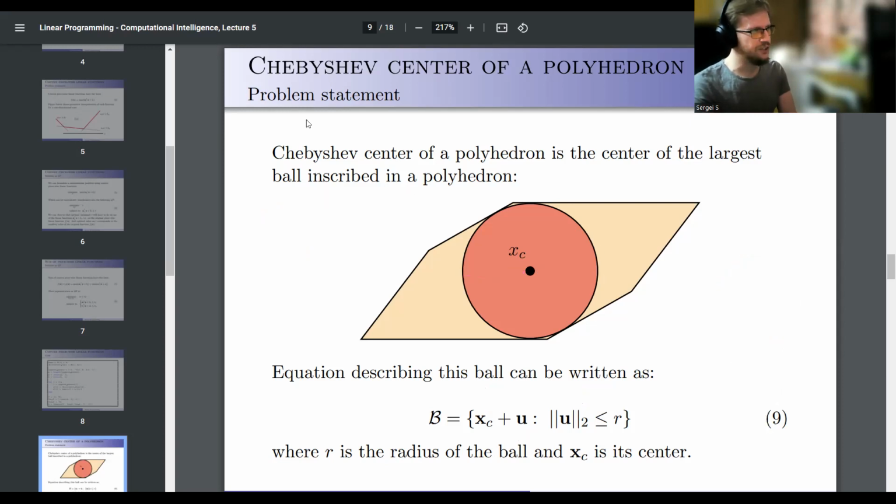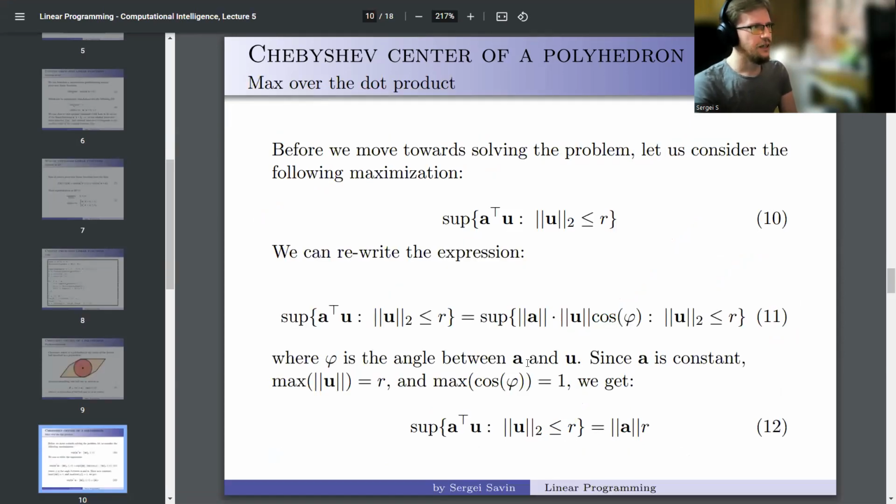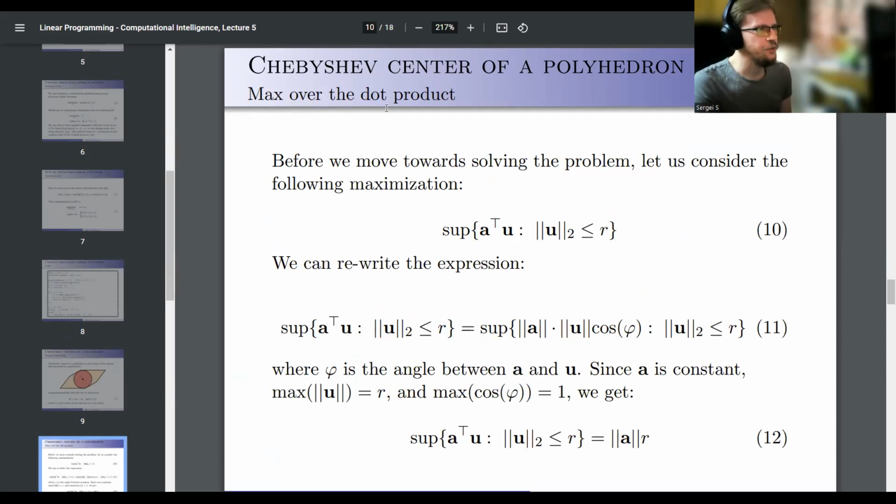But let me just show you how it's done. First, before we do it, let me show you a simple problem. Consider the problem: find the maximum of this function, a times u, over a ball of radius r. Well, we can rewrite this. Sup is supremum, so maximum.